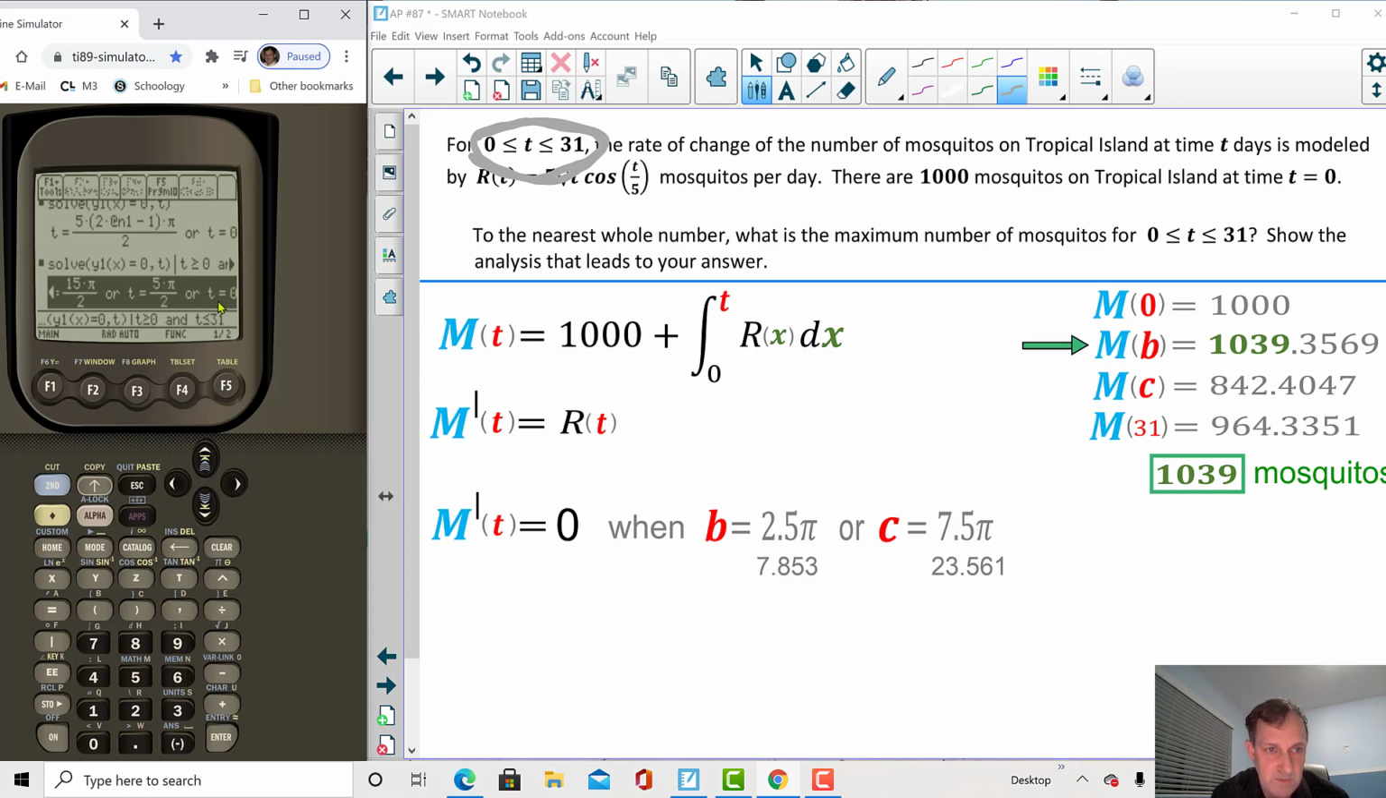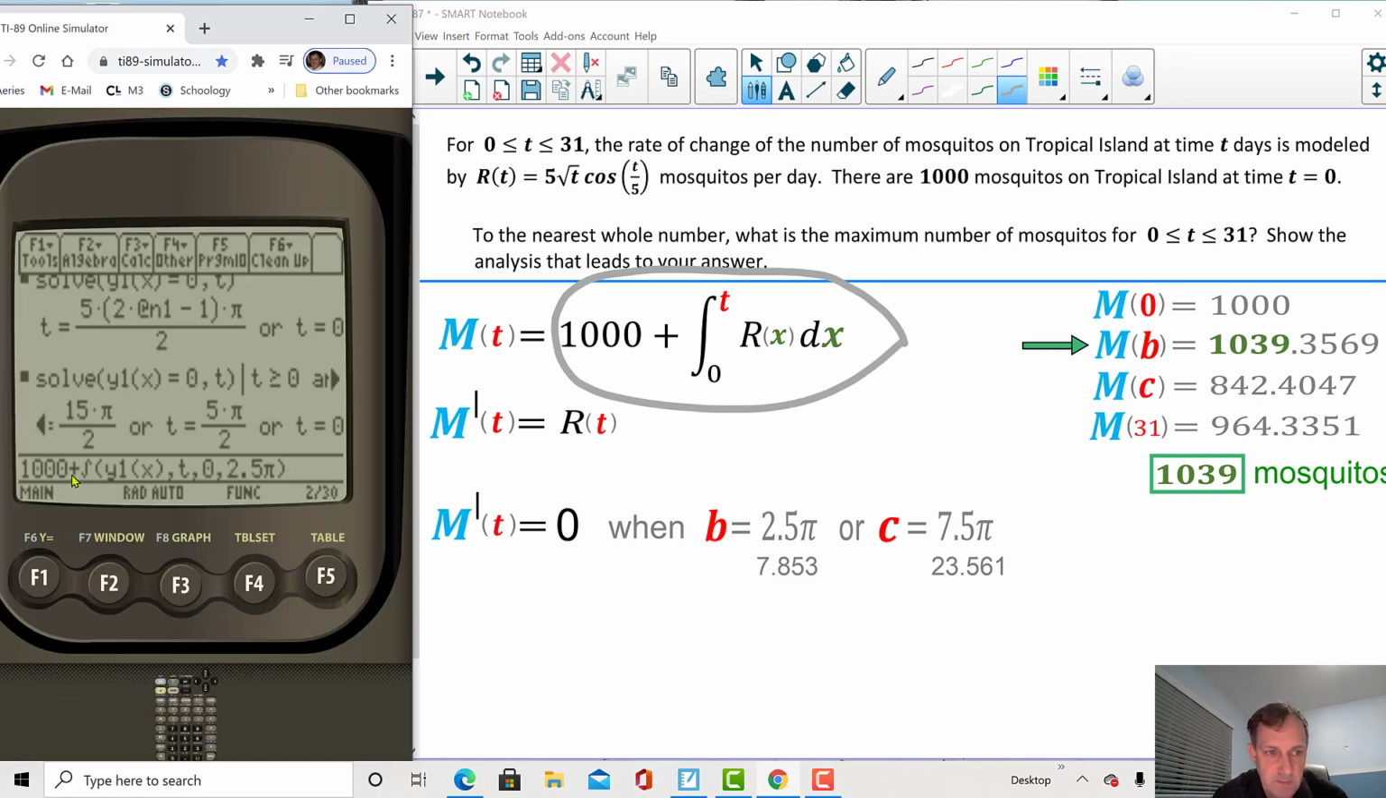And you can see it also says when t is equal to 0. Now, t equals 0 is a critical number, but it's also an endpoint, so we were going to use it anyways. But that's how you can get these values right here, the b and also the c. I also want to show you how I'm getting these amounts right here. So I'm going to type this in on the home screen.